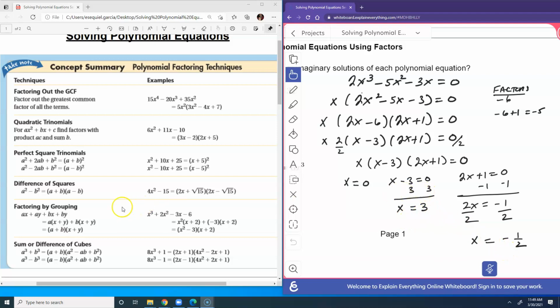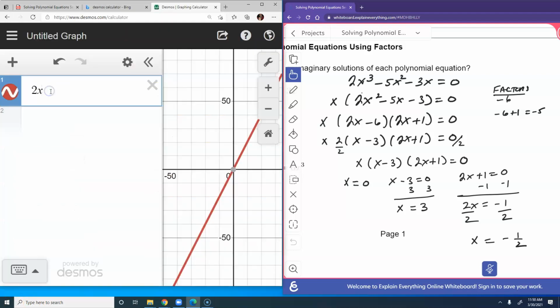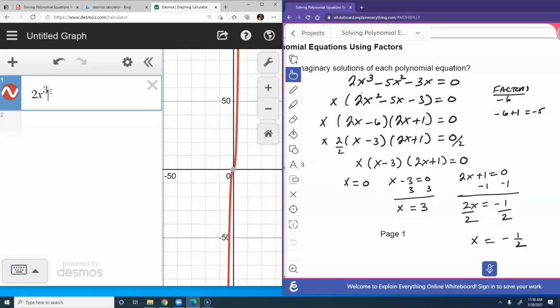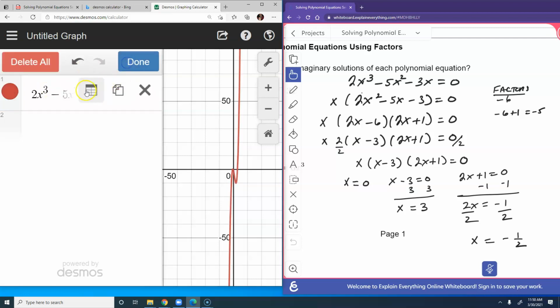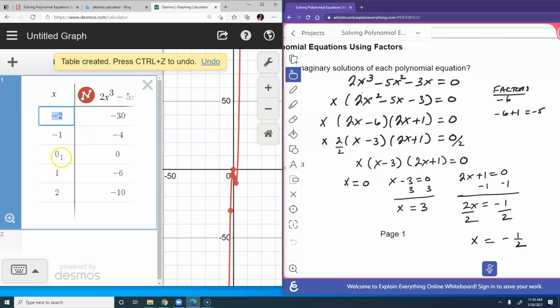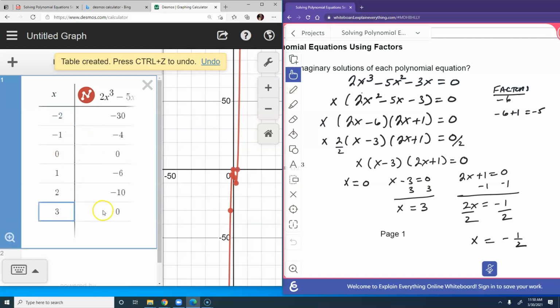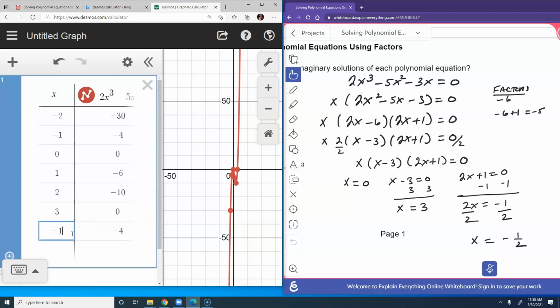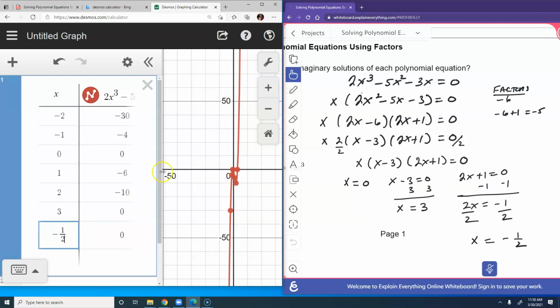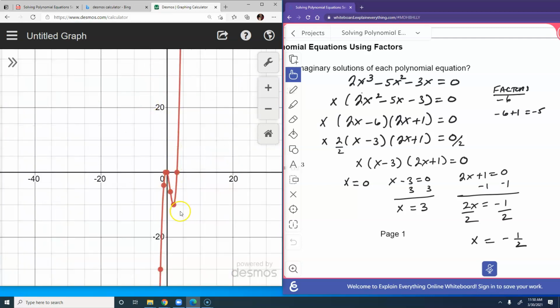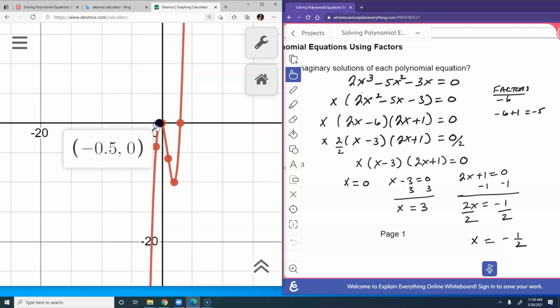Now if you want to check this, we can use Desmos. We have 2x cubed minus 5x squared minus 3x. Okay, so let's look at our table. And I have 0, 0, 3, 0, and then the last zero was negative 1/2. And that's 0. So I did verify the solution. They're actually the x-intercepts. So if I make this larger, you have negative 0.5, 0, 0, 0, and 3, 0.